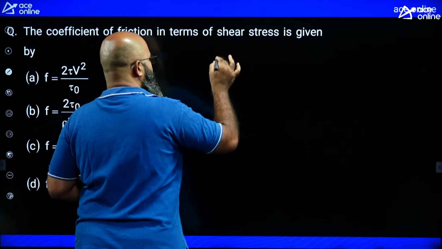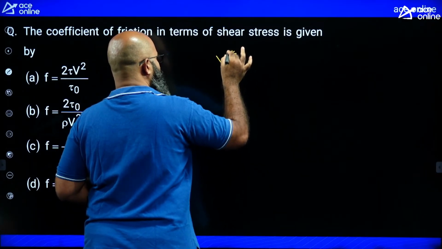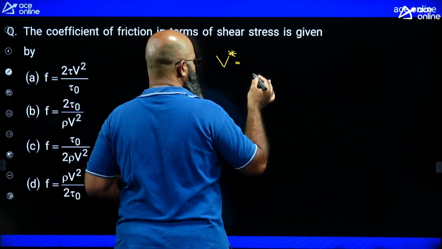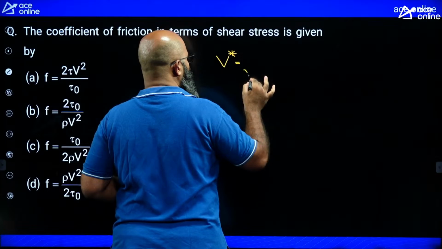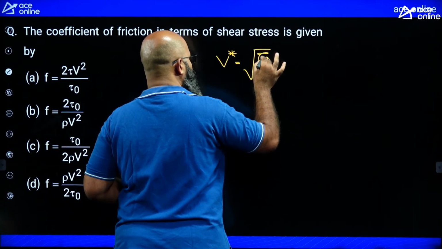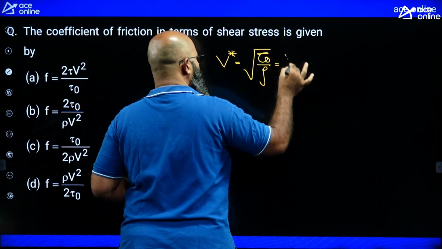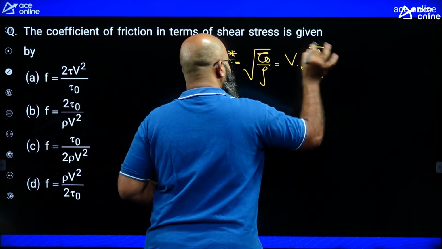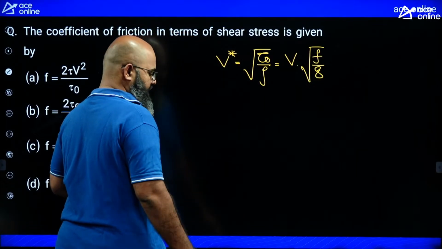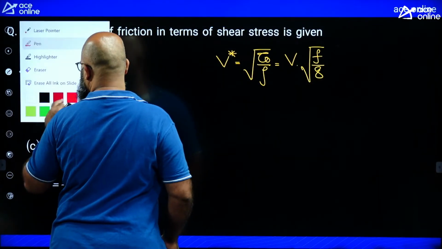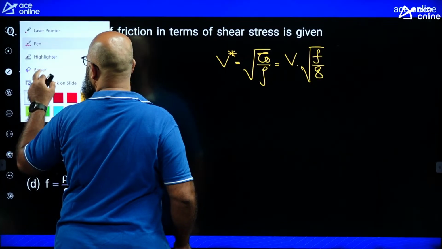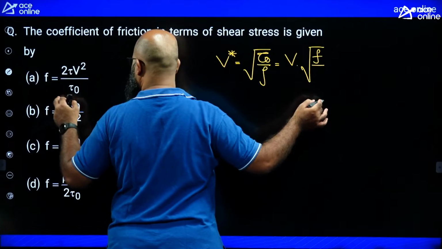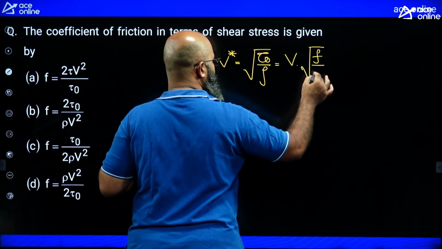The value of V star we are having is called the shear velocity. This V star is equal to root over of tau naught by rho, also V into root over of F by 8. Now F over here is friction factor. If it is coefficient of friction, instead of 8, it is supposed to be 2.